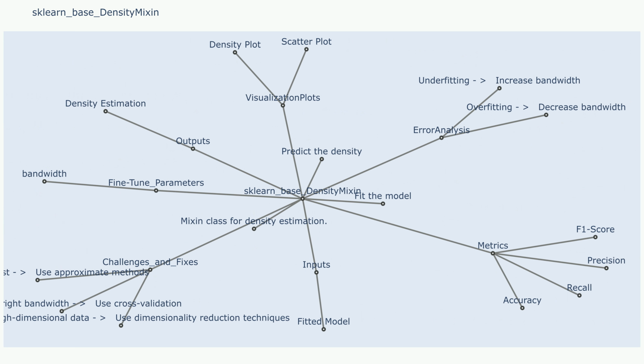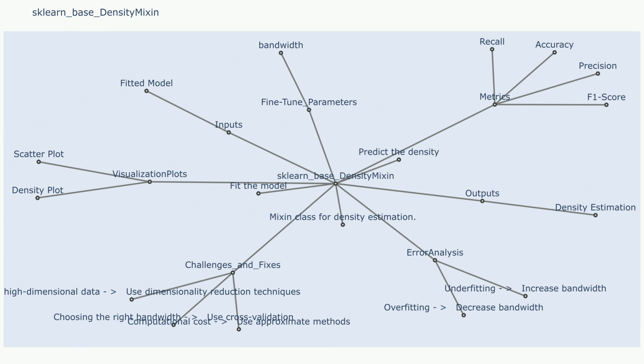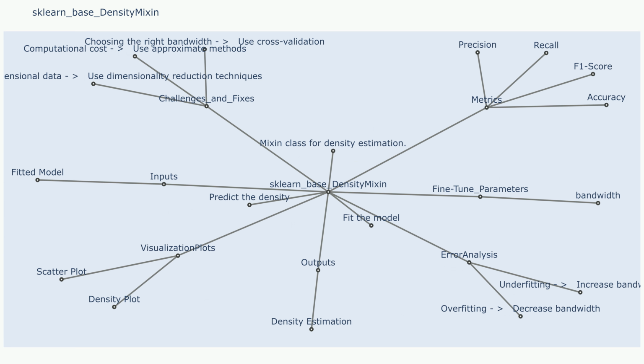Visualization plots. Density plot. The estimated PDF can be visualized using a density plot, which shows the probability density across the range of values in the data. Fine-tune parameters. Bandwidth. This parameter controls the smoothness of the estimated density function. A larger bandwidth results in a smoother estimate, while a smaller bandwidth leads to a more detailed estimate. Uncertainty methods. Confidence intervals. Confidence intervals can be estimated for the estimated density function to quantify the uncertainty in the predictions.